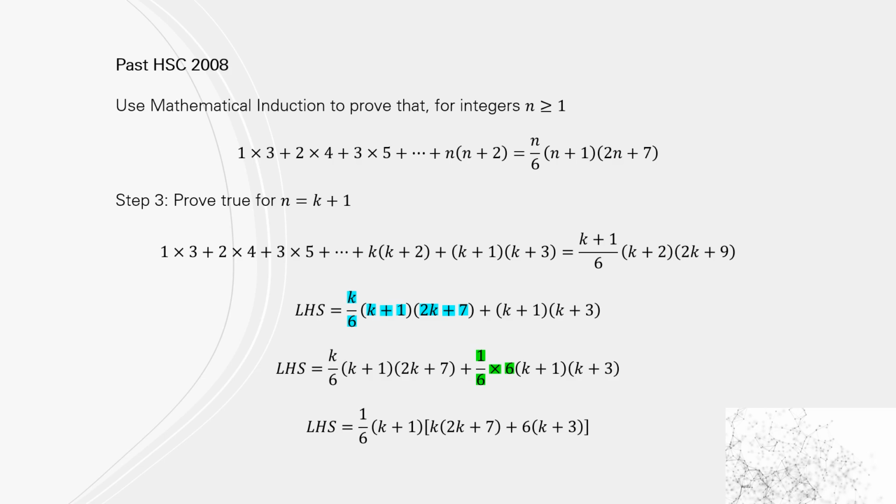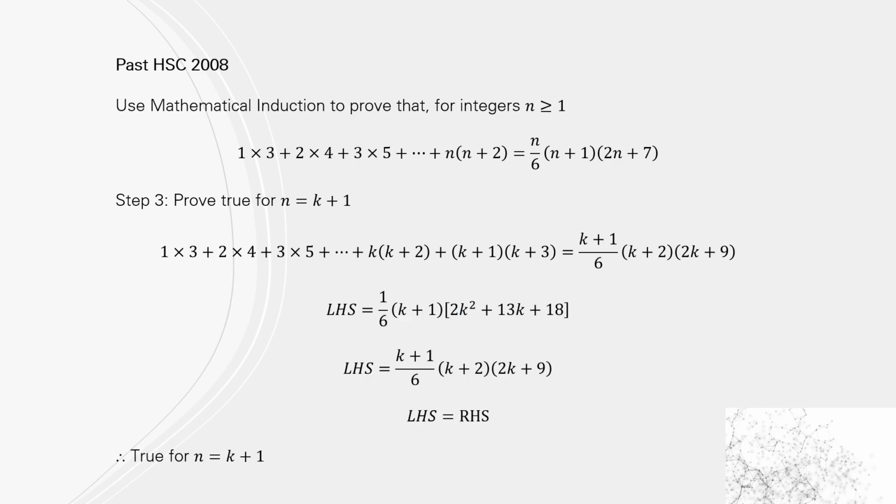So inside that large bracket, we're going to expand, collect like terms, and use PSF to factorise. So we get 2k squared plus 13k plus 18, and the left-hand side is equal to k plus 1 over 6, outside of k plus 2 times 2k plus 9, which is the right-hand side.